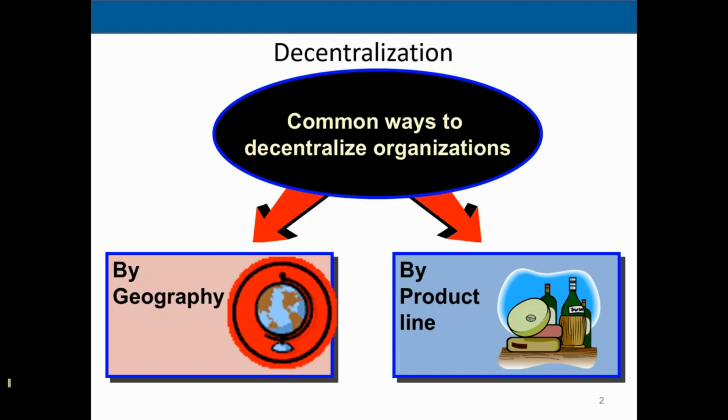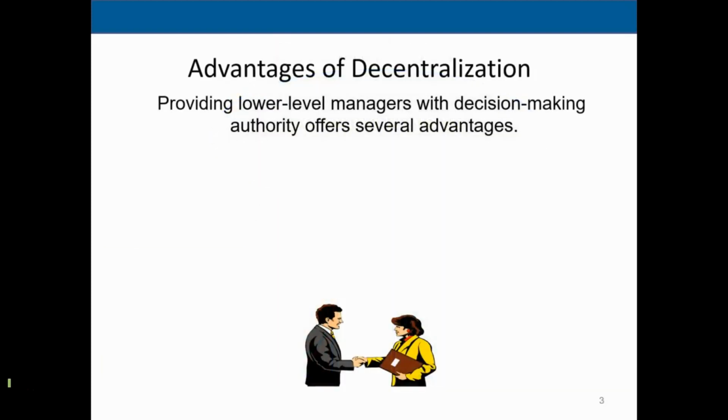Two ways we can decentralize. We can decentralize by geography. So obviously if there are different locations within the company, we can decentralize based on those different locations. We can also decentralize by product line, which could be advantageous if we have specialties and specialists within certain types of product lines.